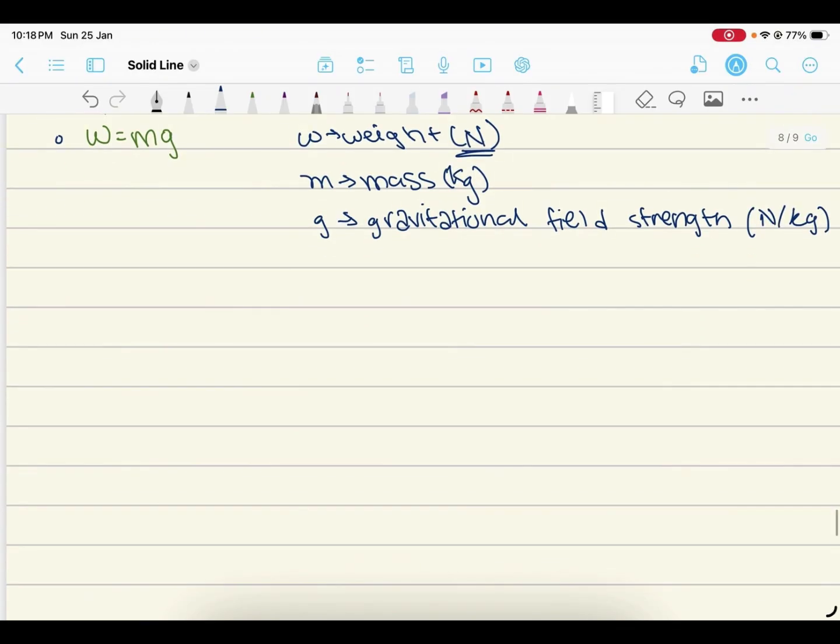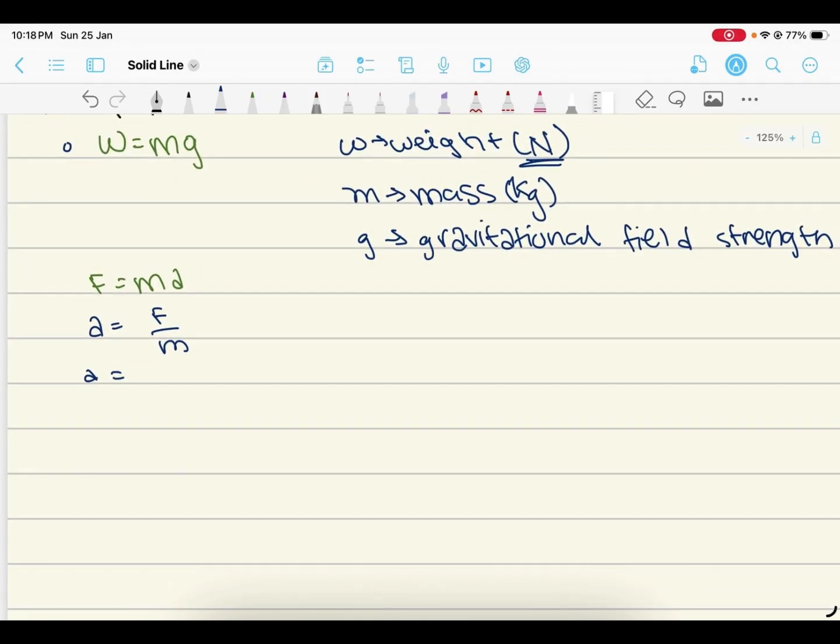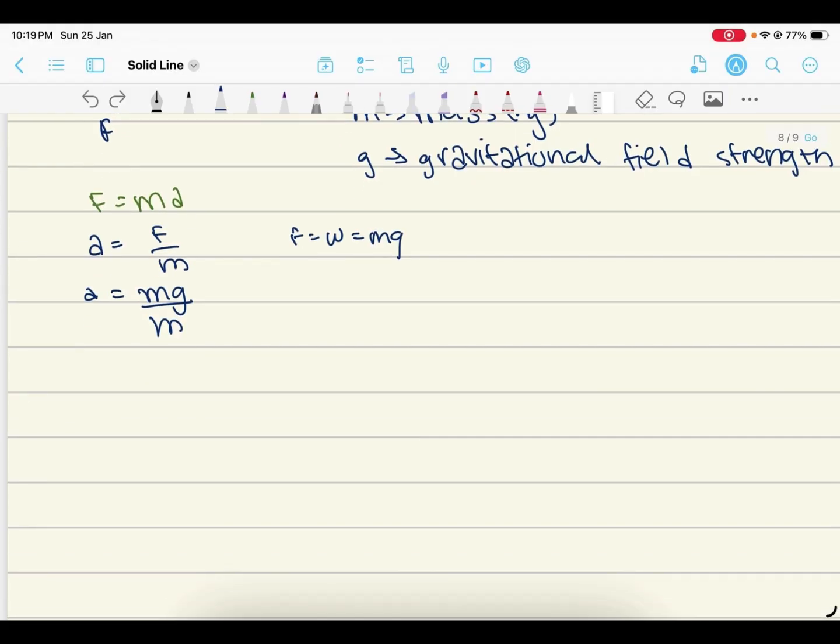So from Newton's second law, we know F is equal to ma, and F is force, m is mass, and a is acceleration. Then we can say a is equal to F over m, and a is equal to mg over m, because W is a force, weight is a force. So F is equal to W and W is equal to mg. So you can just substitute that here, right? Then you cancel both, and you get a is equal to g. So our acceleration in free fall will be gravitational field strength.